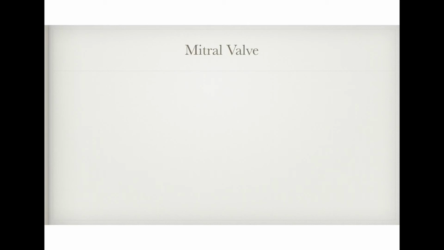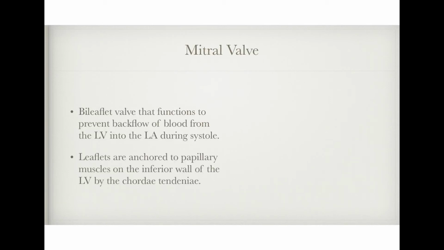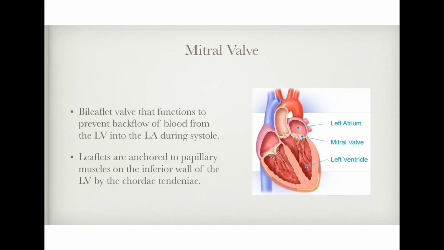Next, we'll discuss mitral valve diseases. The mitral valve is a bileaflet valve that mainly functions to prevent backflow of blood from the left ventricle into the left atrium during systole. The two leaflets, the anterior and posterior leaflet of the mitral valve, are anchored to papillary muscles, which emerge out of the inferior wall of the left ventricle, and they're connected to those papillary muscles by thin structures called chordae tendineae. Here's a diagram of what that looks like.